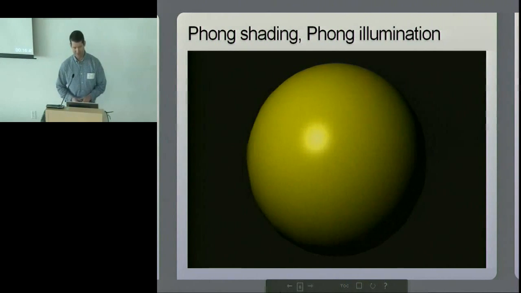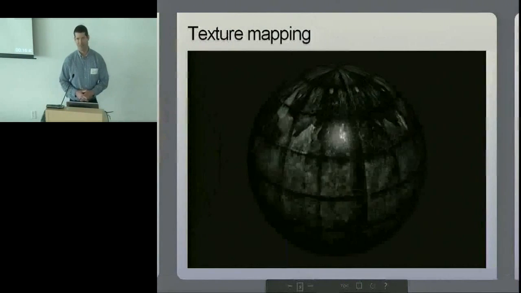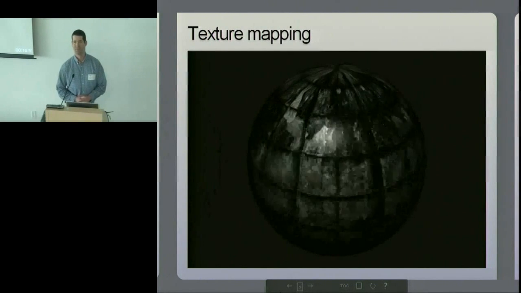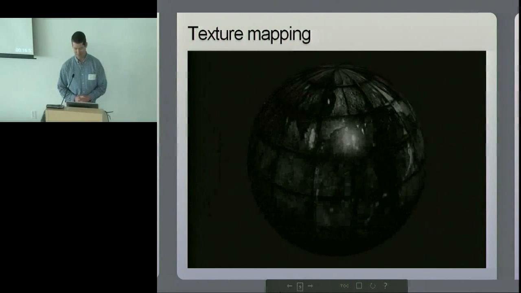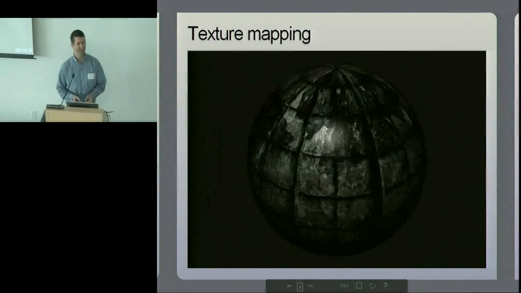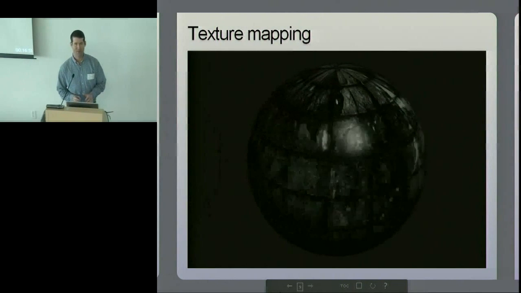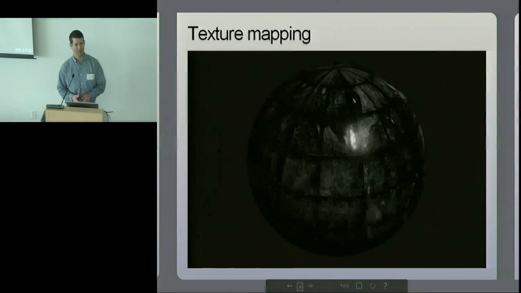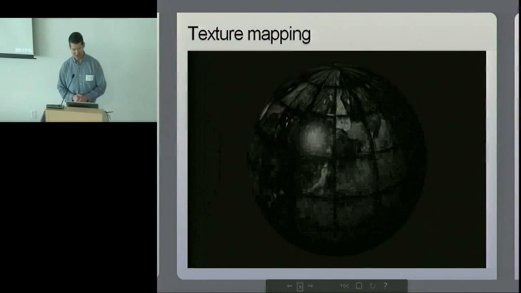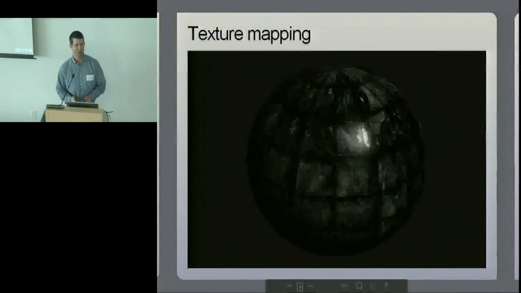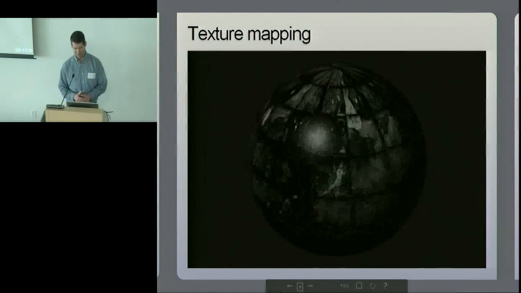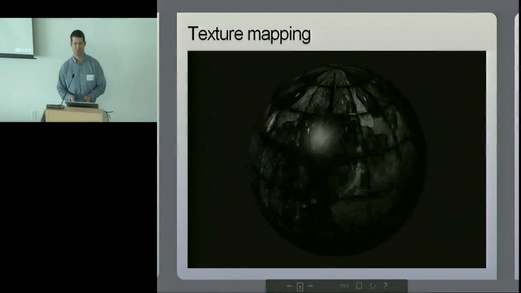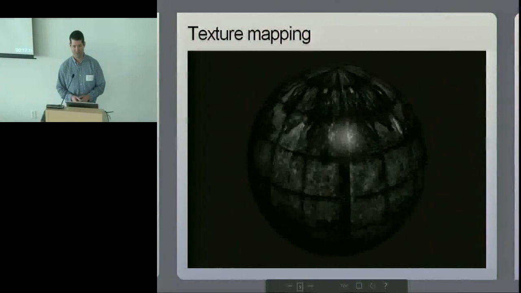And so the next thing is the texture mapping. The texture mapping is a technique where you wrap an image around the sphere so that it gets some surface structure, but it still looks very clean and artificial because the lighting does not match the bumpiness of the texture.